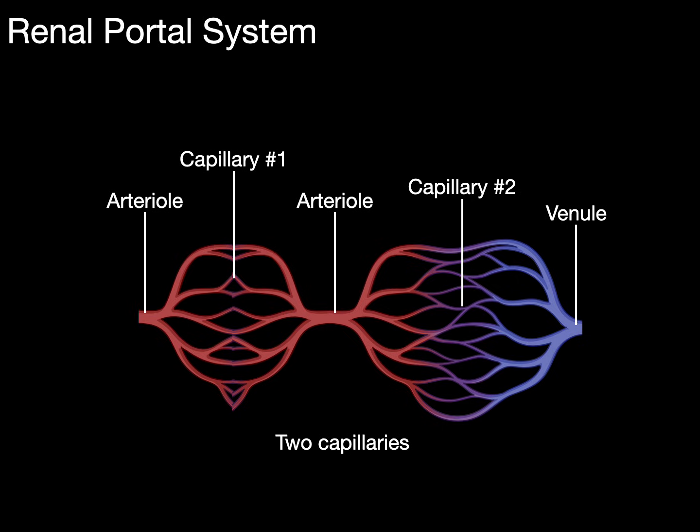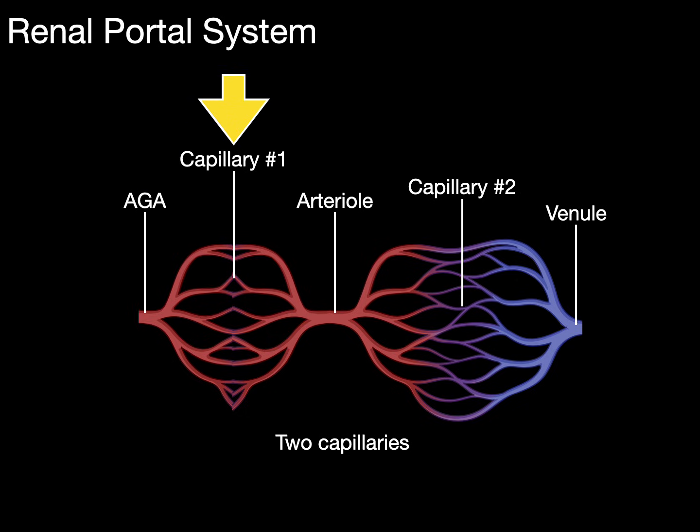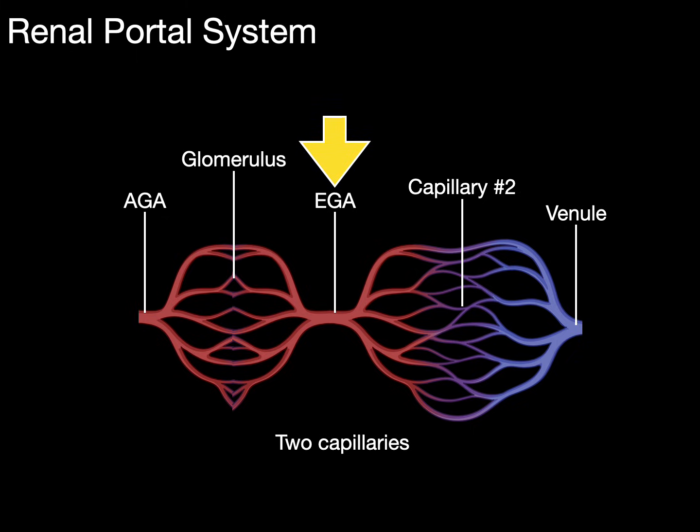So the arteriole that starts this renal portal system is called the afferent glomerular arteriole, or AGA, and that feeds into the first capillary, which we know as the glomerulus. Blood exiting through another arteriole is called the efferent glomerular arteriole, or EGA. Afferent means towards, efferent means away from, both in reference to the glomerulus.